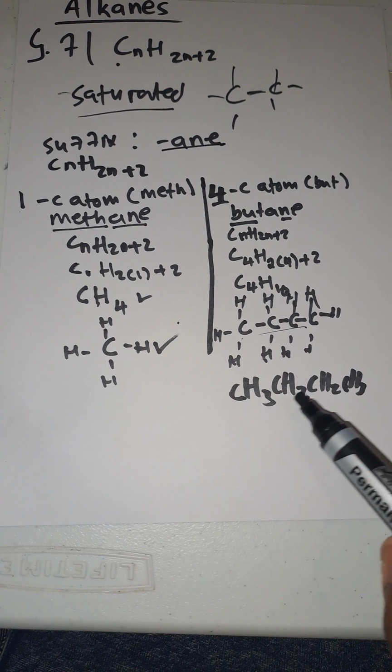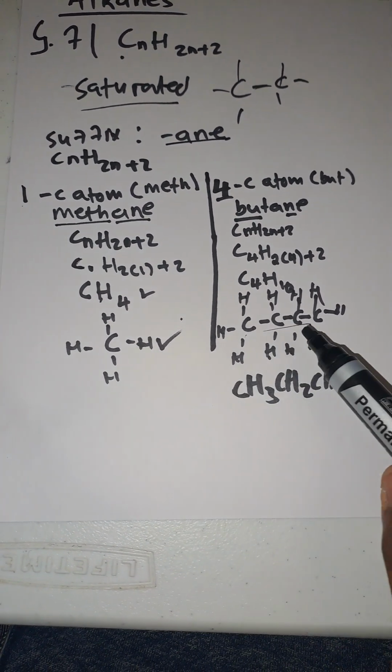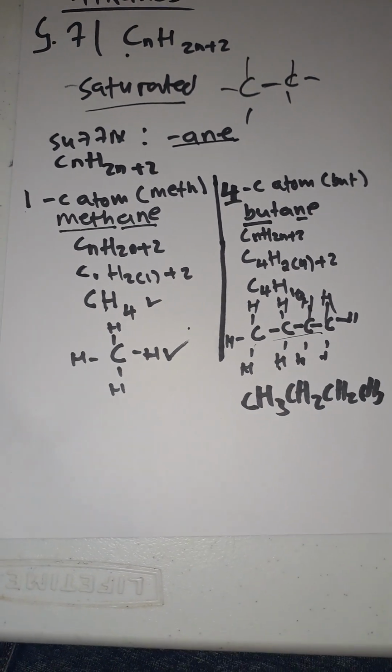Then on my carbon atoms, here are the 4 carbon atoms and 10 hydrogens. Then this one is the condensed structural formula. It does not involve bond lines. These are bond lines. Okay, so that is all there is about alkanes, guys.